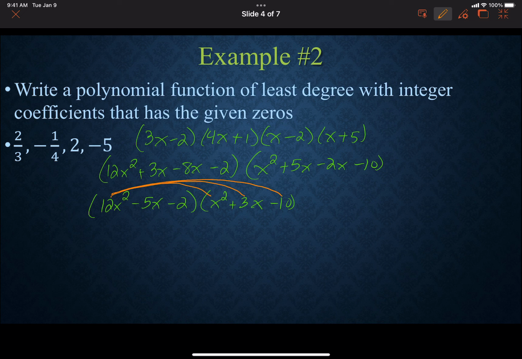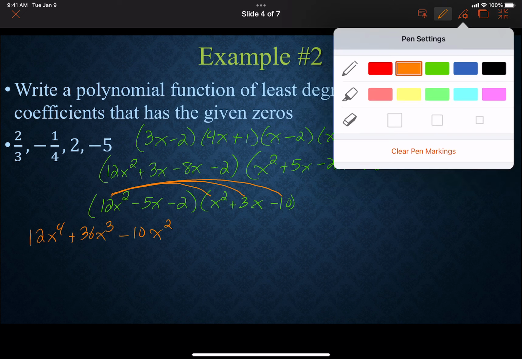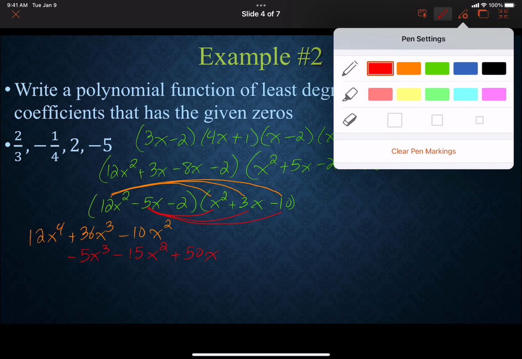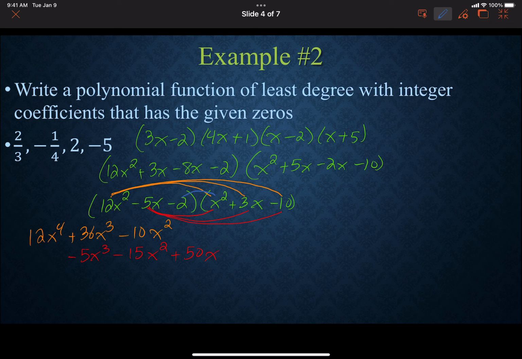So that 12x squared multiplies with x squared, 3x, and -10, giving us 12x to the 4th, 36x cubed, -10x squared. The -5x goes to the x squared, the 3x, and the -10, giving us a -5x cubed minus 15x squared plus 50x. And then finally, the -2 multiplies the x squared, the 3x, and the -10, giving us a -2x squared minus 6x plus 20.